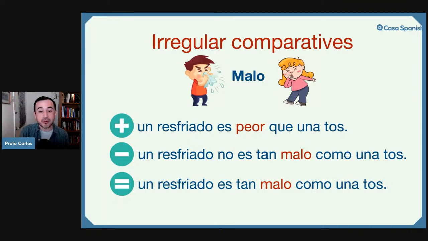Un resfriado no es tan malo como una tos. So same structure as before, we respected. A cold is not as bad as a cough. Un resfriado es tan malo como una tos. A cold is as bad as a cough. That's it. So this is the structure.